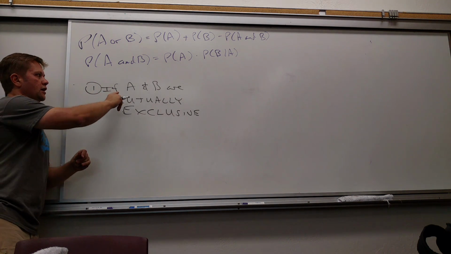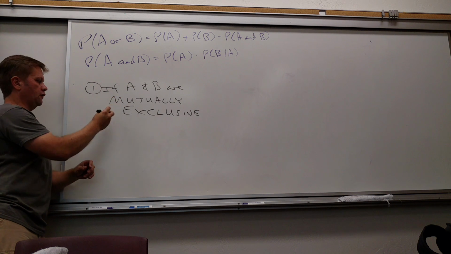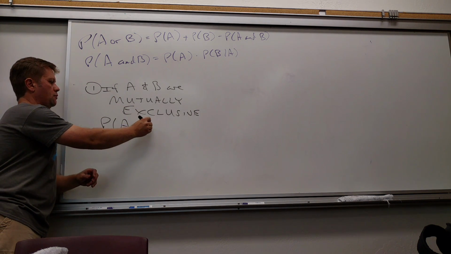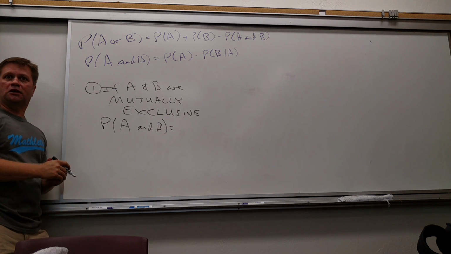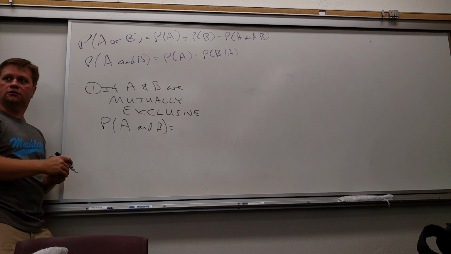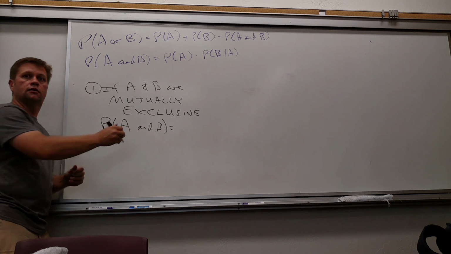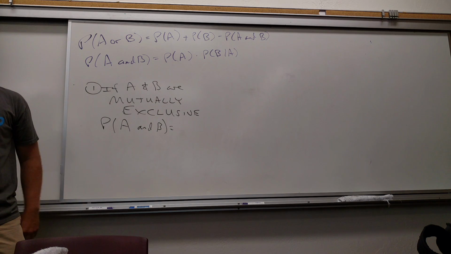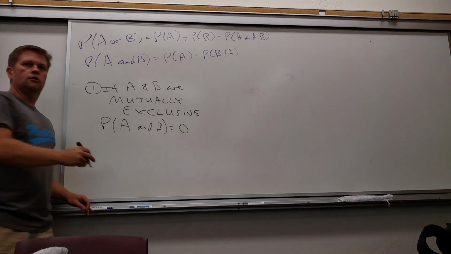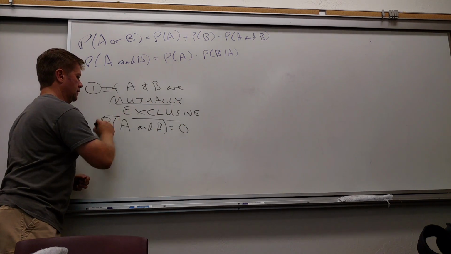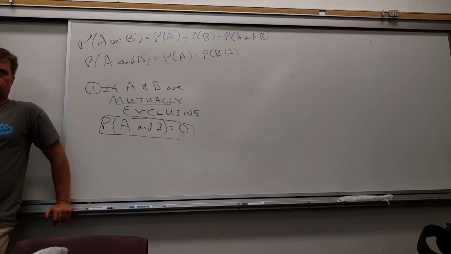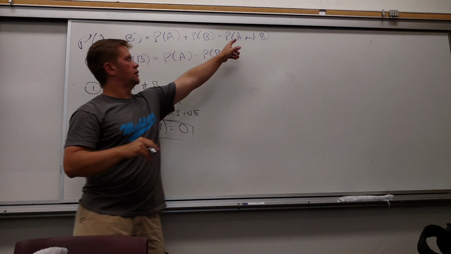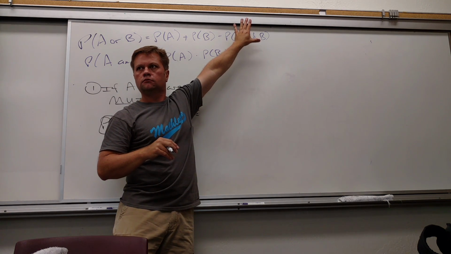So what I'm trying to say is, if A and B are mutually exclusive, that means the probability of A and B, can it be a turtle and a hamster? No. So what's this probability have to be if it can't happen? 0. So mutually exclusive means this. That's what mutually exclusive means. Cool. So then if that's 0, this would be like subtracting nothing.